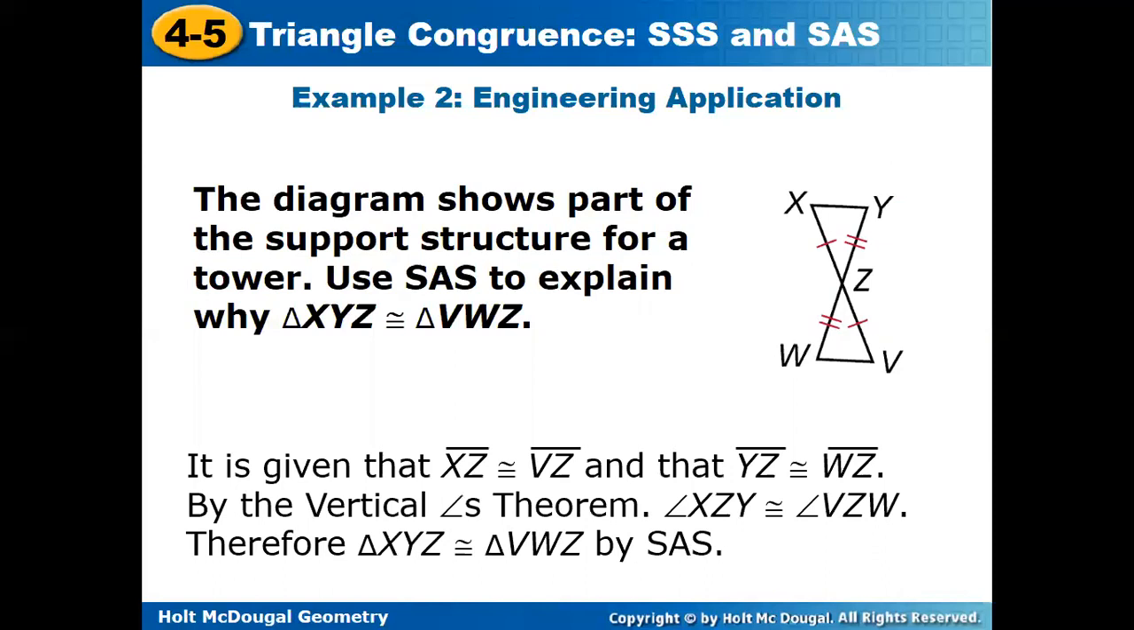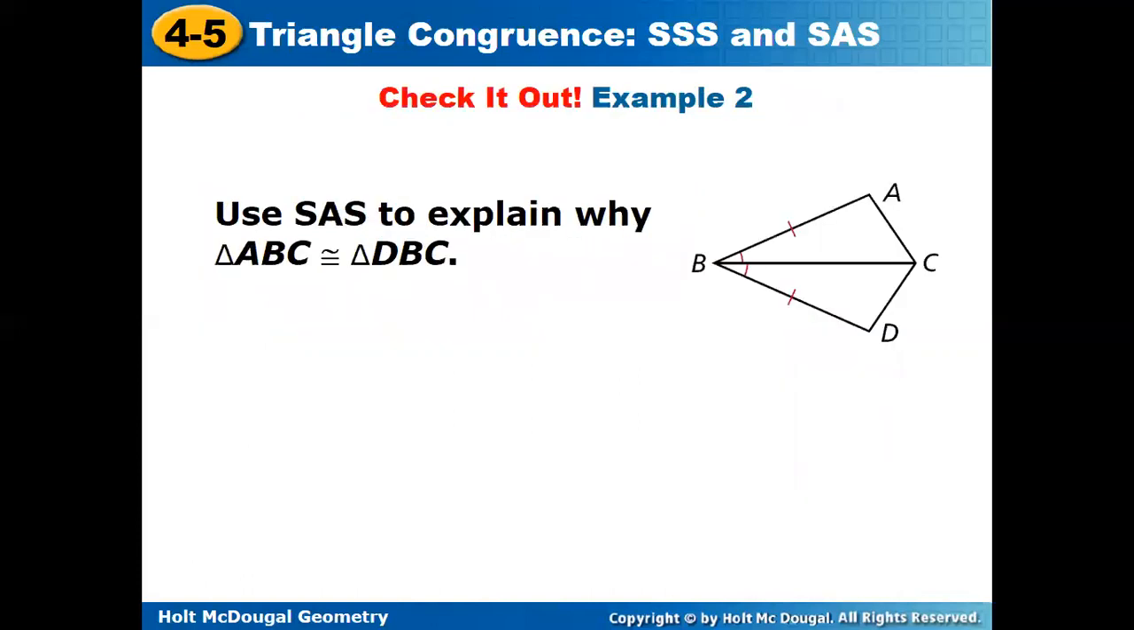Firstly, we will start with the sides: XZ is congruent to VZ, and YZ is congruent to WZ. By the vertical angles theorem, angle XZY is congruent to angle VZW because they are vertically opposite angles, and we said that vertically opposite angles are congruent. Therefore, triangle XYZ is congruent to triangle VWZ by SAS.